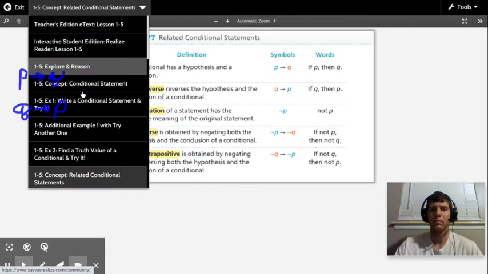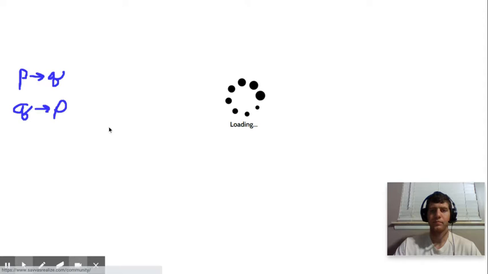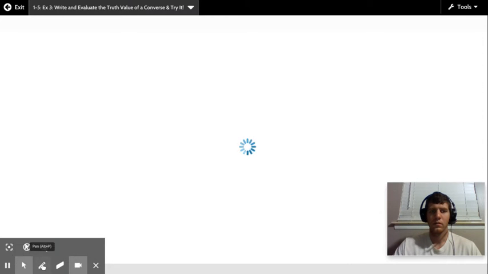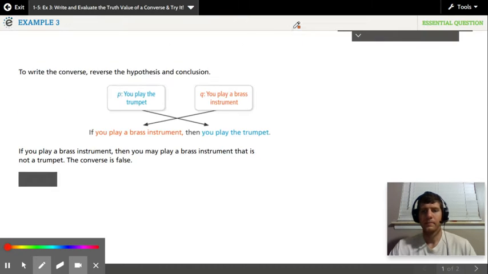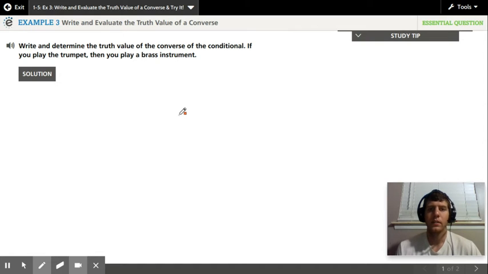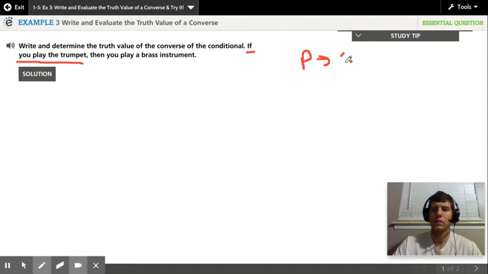So let's look at example 3. Okay, so we have a conditional statement here. If you play the trumpet, then you play a brass instrument. So that's if P, then Q, that's your conditional. So P here is you play the trumpet. If you play the trumpet, so the statement P is you play the trumpet.